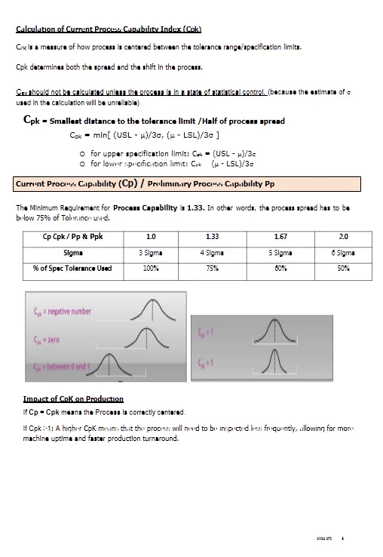Impact of CPK on production. If CP equals CPK, the process is correctly centered. If CPK is greater than 1, the process will need to be inspected less frequently, allowing for more machine uptime and faster production turnaround.